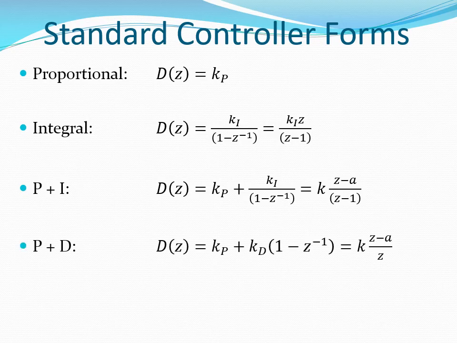PD controller, D(z) equals K (z minus a) over z. It introduces a pole at 0 and a zero at a. We can select the position at which the zero is going to be introduced. For the general format of a controller, D(z) equals K (z minus a) over (z minus b). In this case, the controller introduces a pole at b and a zero at a. We can select the points at which the pole and the zero are introduced.